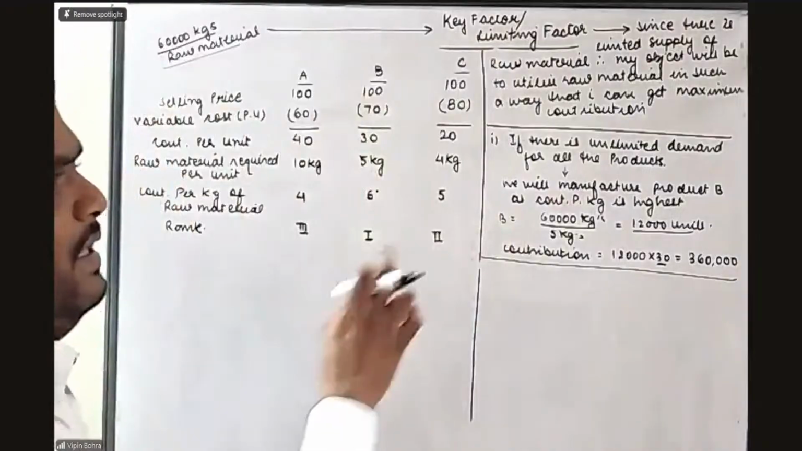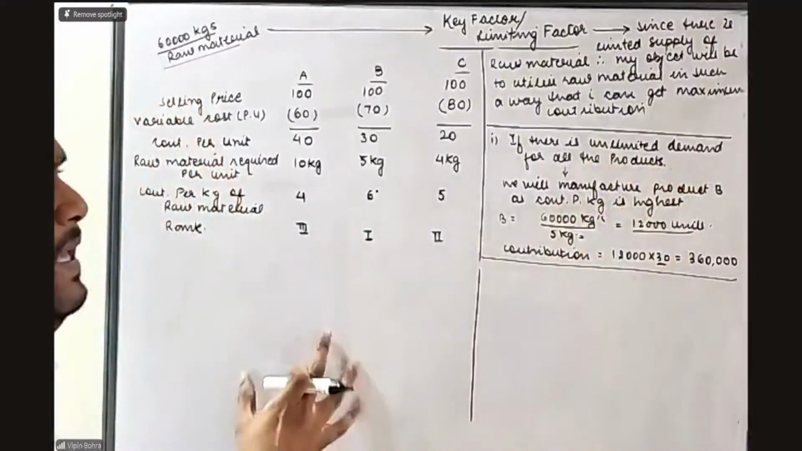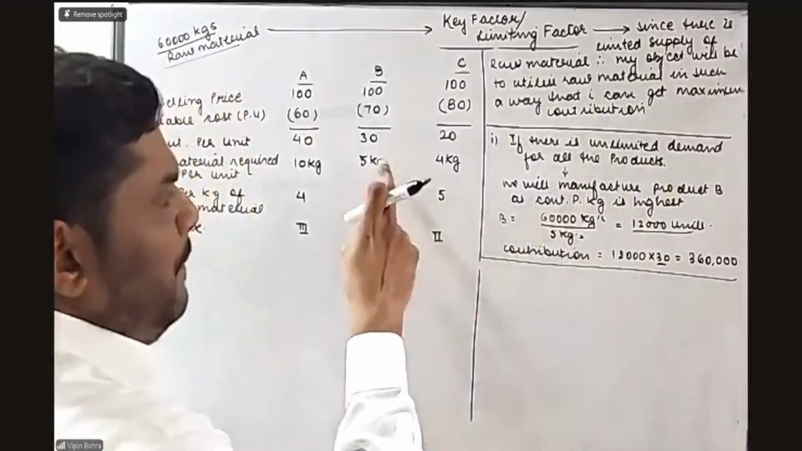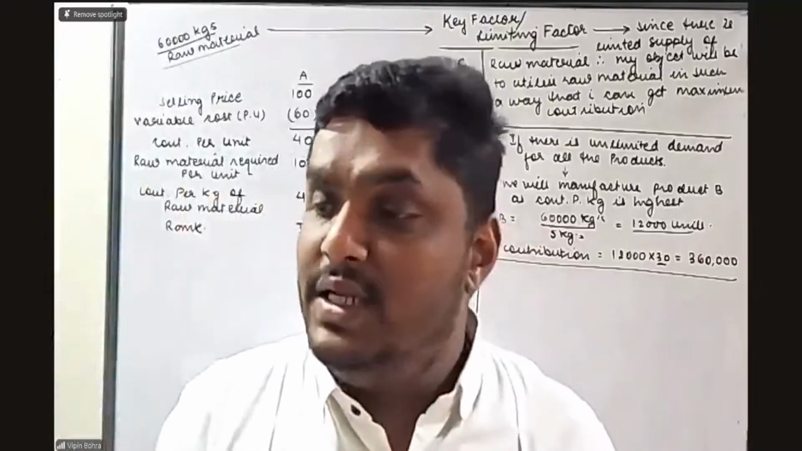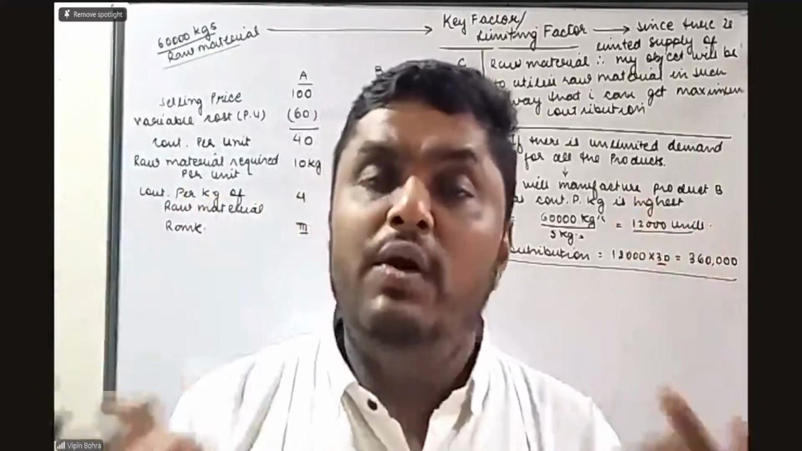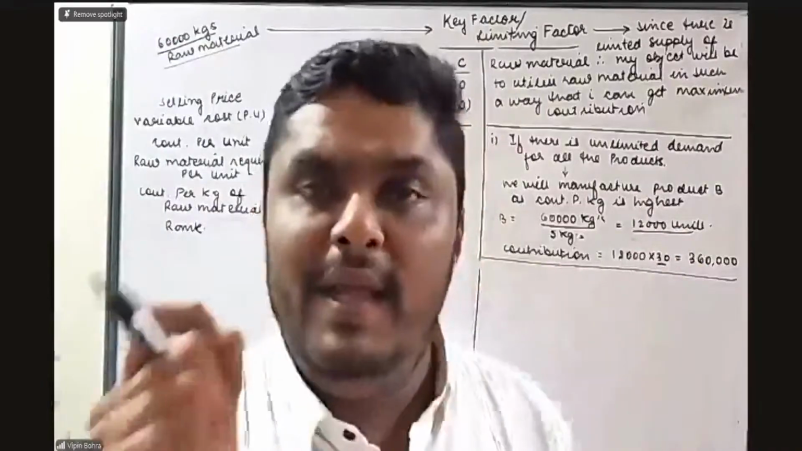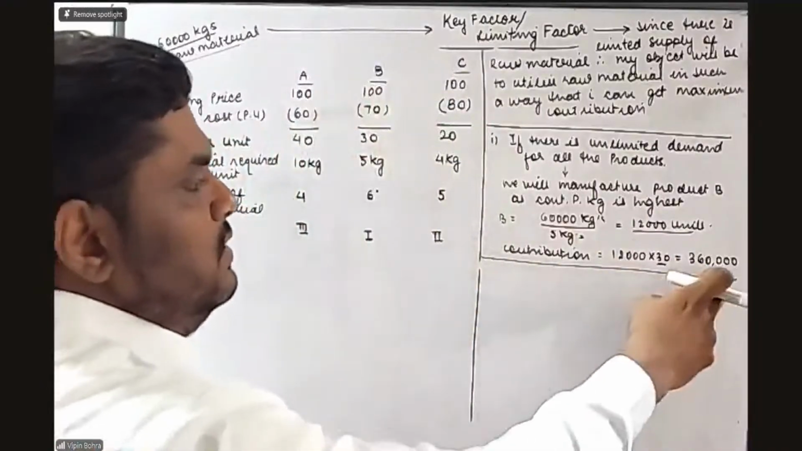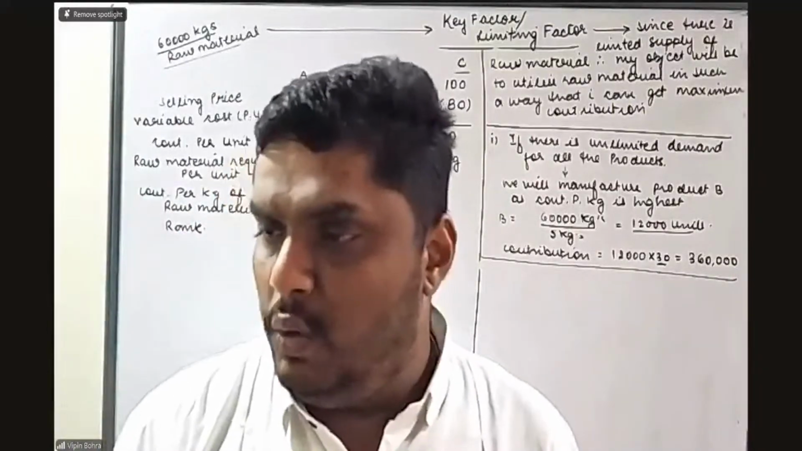So herein, if there is unlimited demand for all the products, we will manufacture product B. We have total 60,000 kgs of raw material and per unit 5 kgs is required. So 12,000 units will be manufactured and per unit contribution is 30. So 3,60,000 will be my total contribution. I hope Sabha your query is resolved.